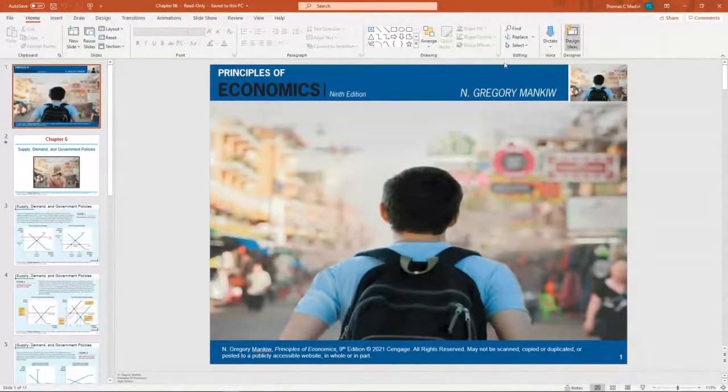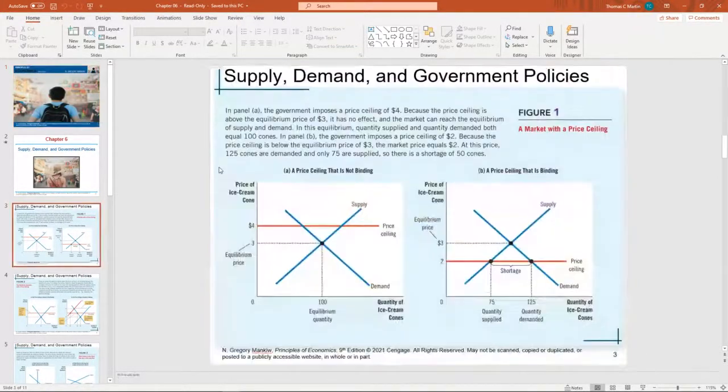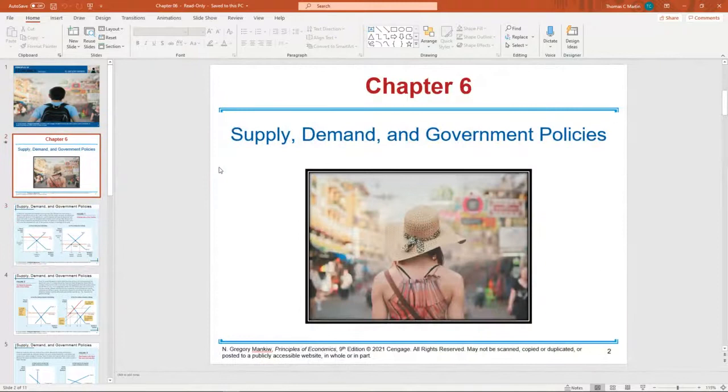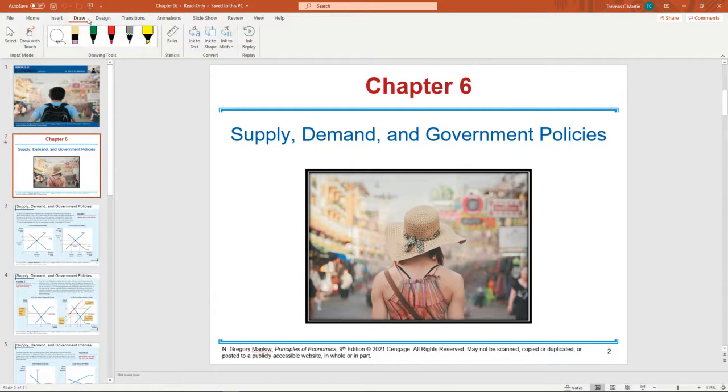In chapter 6, we're looking at supply and demand and government policies. We know how supply and demand works. If there's an increase in income, a normal good, the demand will increase. Likewise, if the income goes down, the demand will decrease.